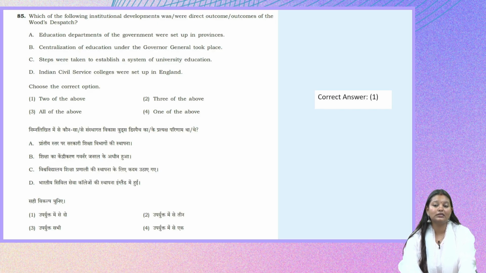So the right answer here is option 1. 2 of the above statements are correct. They have spoken about establishing education departments, and they have also taken steps in order to have university education. Moving on to the next question.